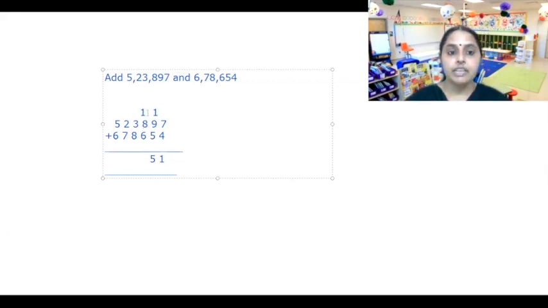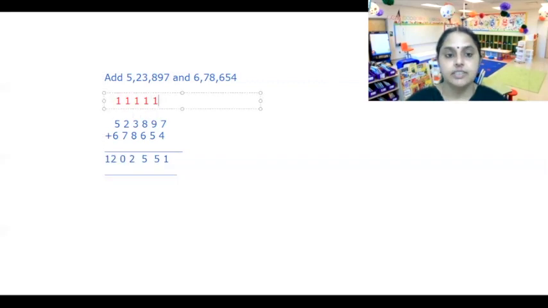So 1 plus 8 is 9 and 9 plus 6 is 15. Correct? 9 plus 6 is 15. So see, 8 plus 6 is 14. 14 plus 1 is 15. So we will write 5 here and 1 will be given as carry forward.